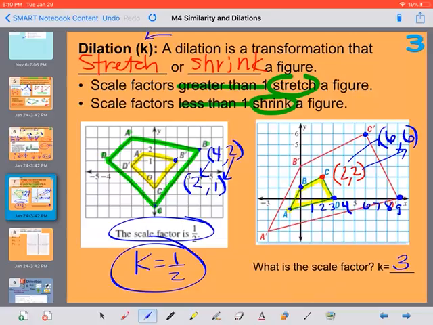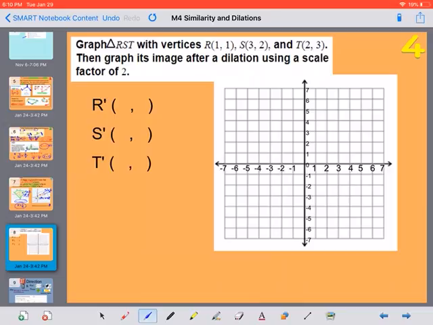So our last question here, we are given 3 points, graph triangle RST with vertices 1, 1, 3, 2, and 2, 3. Then graph its image after dilation using a scale factor of 2. So they're telling us K is 2. So let's start by plotting the points. R is 1, 1. S is 3, 2. And T is 2, 3. So kind of a really small triangle right now. We have R, S, and T.